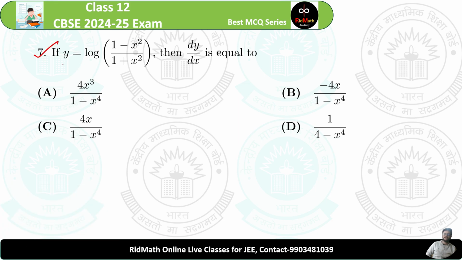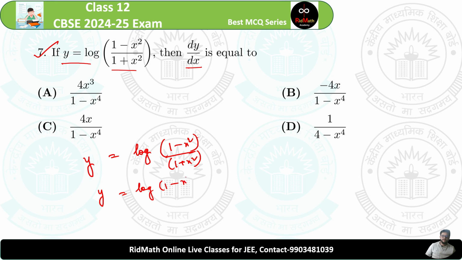Question number 7. If y equal to log this, then dy dx equal to what? So y equal to log of (1 minus x square) divided by (1 plus x square). That means y equal to log (1 minus x square) minus log (1 plus x square). So differentiating, dy dx is equal to 1 by (1 minus x square). The derivative of log x is 1 by x, and then the derivative of 1 minus x square is multiplying. So this is minus 2x.